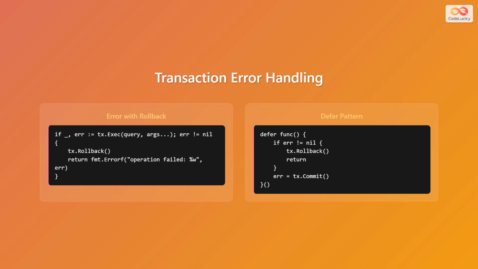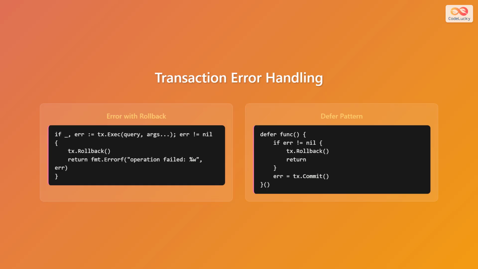Handling errors within transactions is crucial to ensure data integrity. If any operation within a transaction fails, you need to roll back the transaction to prevent inconsistent data. Here are a couple of common patterns for handling errors in transactions. The first one is error with rollback. If any operation returns an error, immediately roll back the transaction and return the error.